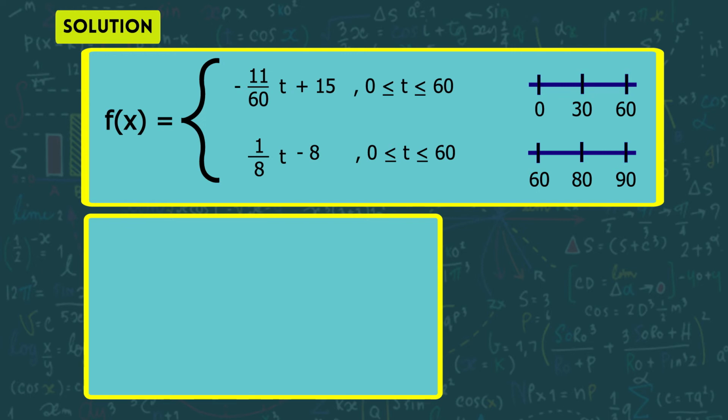Next, find p(80). When t equals 80, use the second line of the piecewise function. Then substitute t with 80.